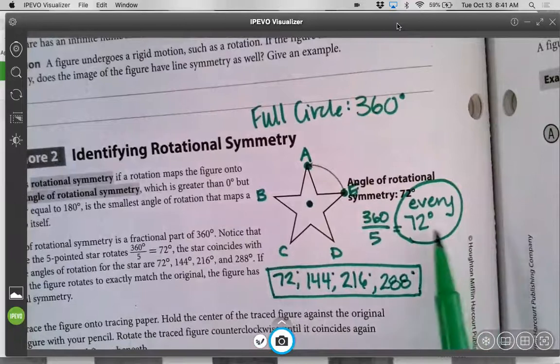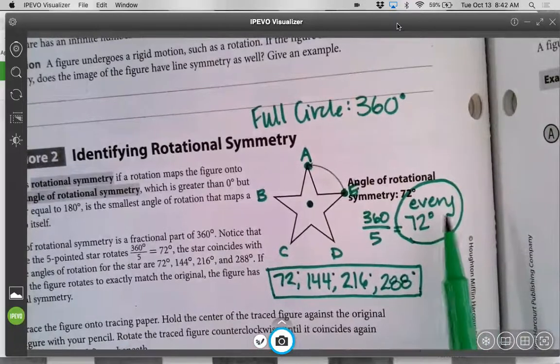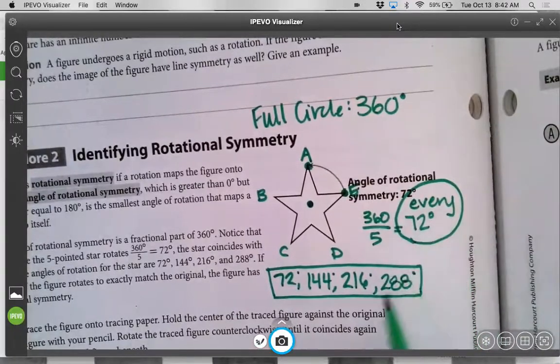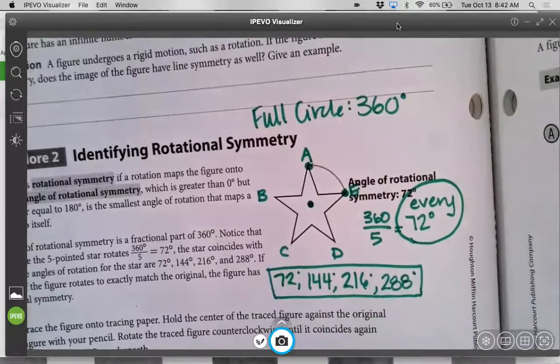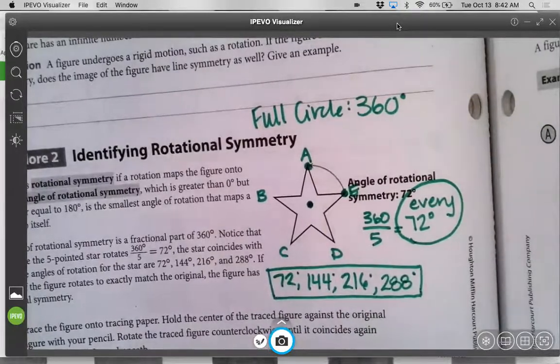So personally, I like to list my answer like this, every 72 degrees. But just be aware that this is also an acceptable way to answer that, to actually list out the multiples of 72. All right, so let's look at the top of page 103.